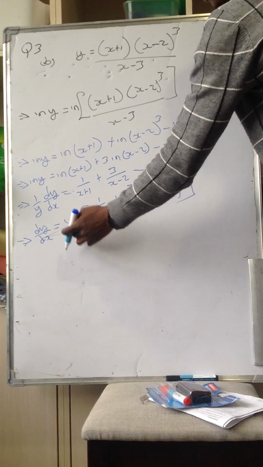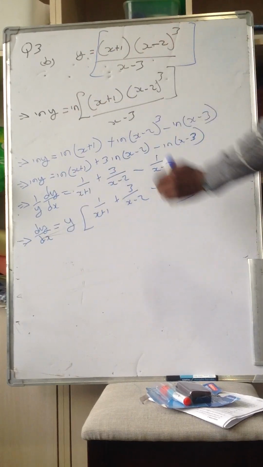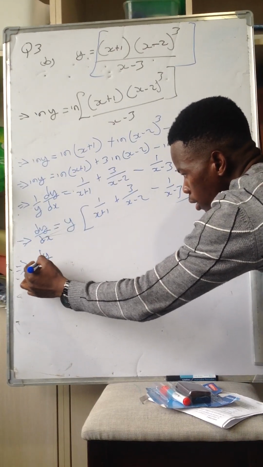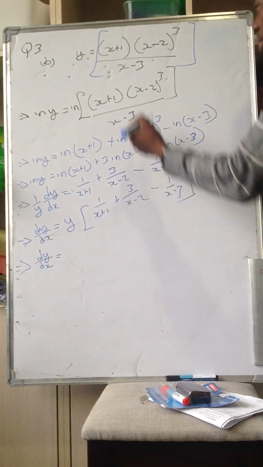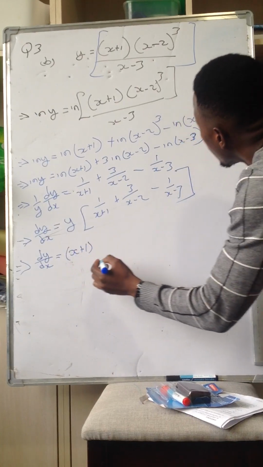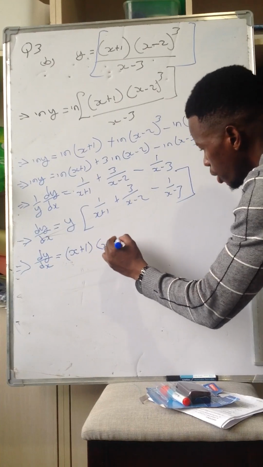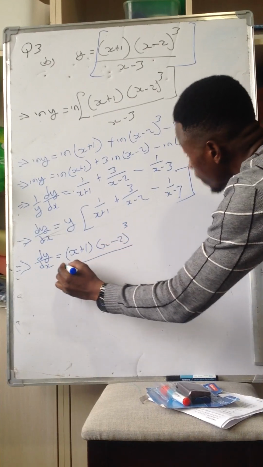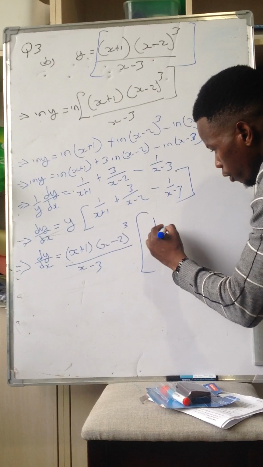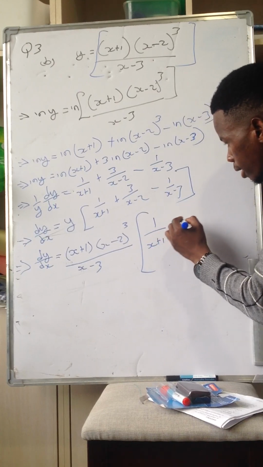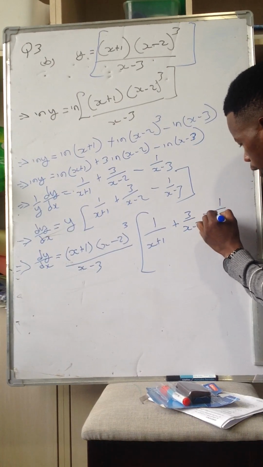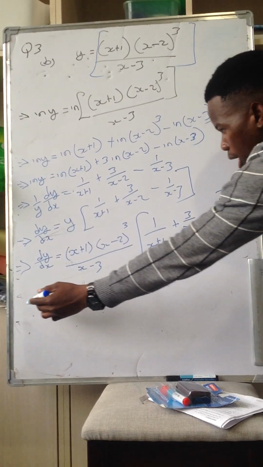Now what is my y? It's this. So I substitute everything by this. So dy/dx is equal to, what is my y? It's x plus 1, open bracket x minus 2 raised to power 3 over x minus 3. Then here, I get everything: 1 over x plus 1, plus 3 over x minus 2, minus 1 over x minus 3. So this one becomes my final answer.